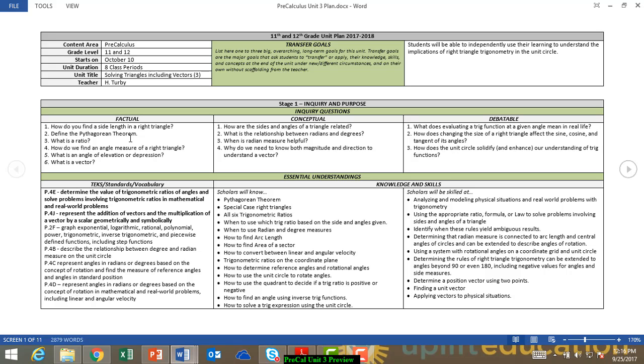Some debatable questions that you want to bring into your classroom. What does evaluating a trig function at any angle mean in real life? How can the change of the size of the right triangle affect the sine or cosine ratios of its angles? And how does the unit circle solidify or enhance our understanding of a trig function? So there's some key questions to think about while you're planning your lessons and how you're going to tie them in to using them for checks for understanding or even just having a really good conversation in your class.